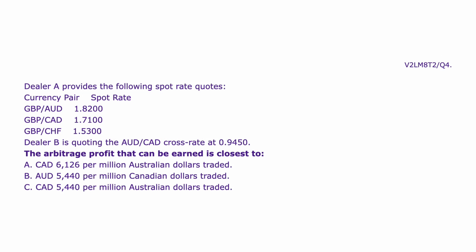Dealer A provides the following spot rate quotes. Currency pair, spot rate: GBP/AUD 1.8200. GBP/CAD 1.7100. GBP/CHF 1.5300. Dealer B is quoting the Australian dollar per Canadian dollar cross rate at 0.9450. The arbitrage profit that can be earned is closest to: A, 6,126 Canadian dollars per million Australian dollars traded; B, 5,440 Australian dollars per million Canadian dollars traded; C, 5,440 Canadian dollars per million Australian dollars traded.